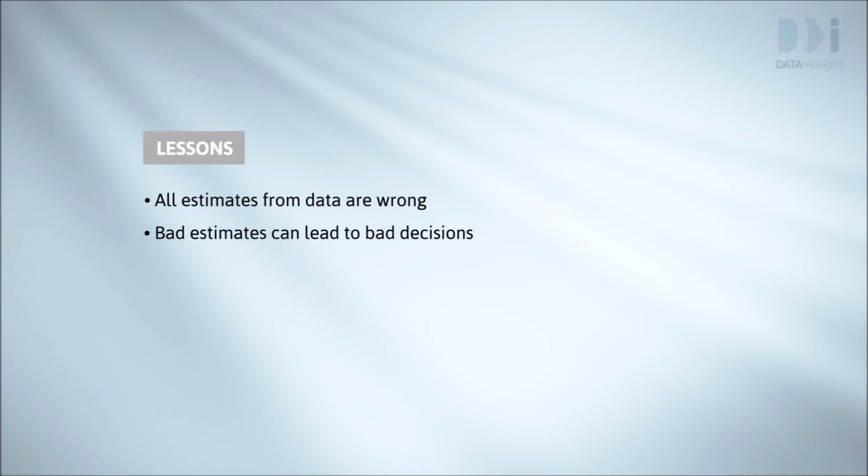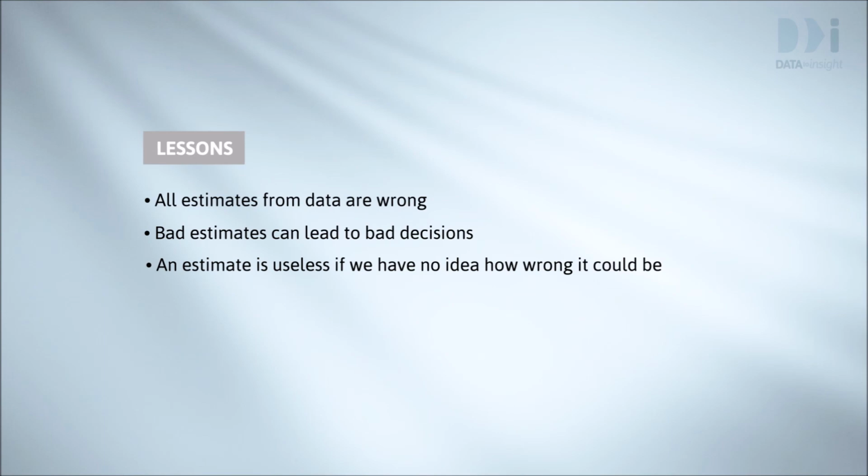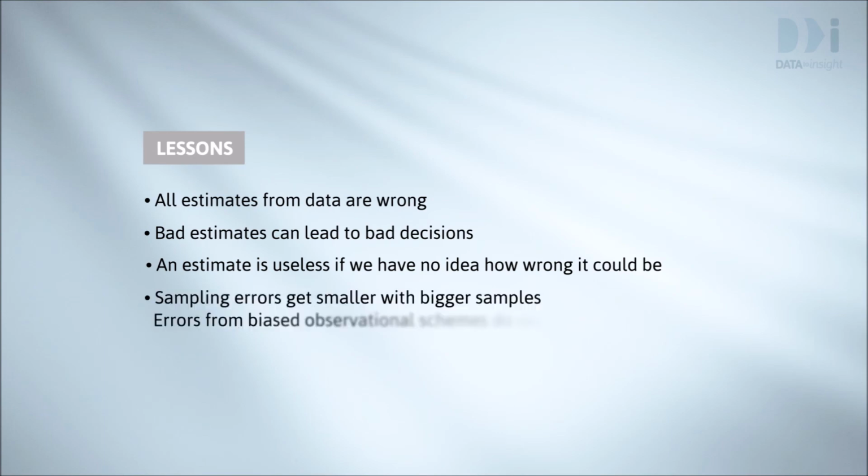Bad estimates lead to bad decisions. An estimate is not particularly useful if we have no idea how wrong it could be. Sampling errors get smaller when we take bigger samples, whereas systematic biases don't. As a rule of thumb for how these things work, we can halve the sizes of sampling errors by taking 4 times as many observations. But we clearly need ways of determining how wrong our estimates are likely to be, and that's where we're going next week.